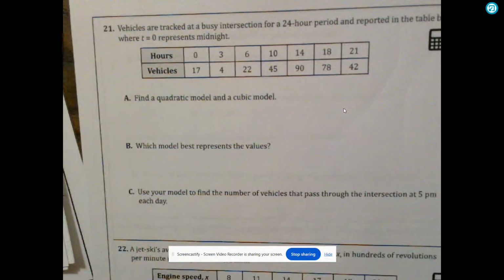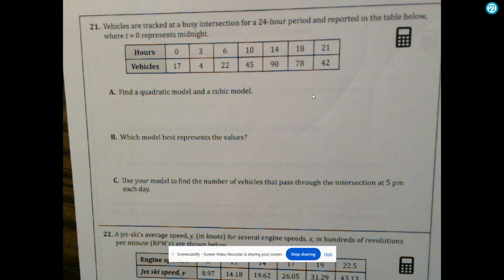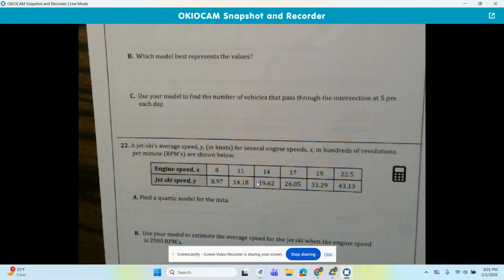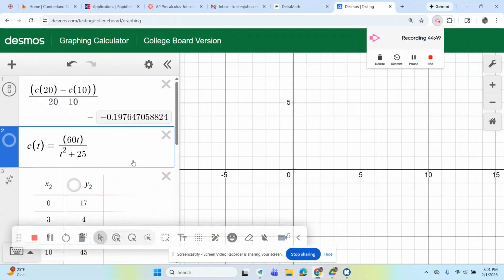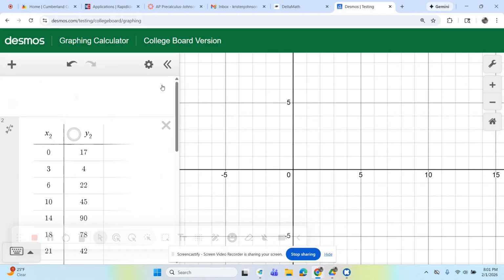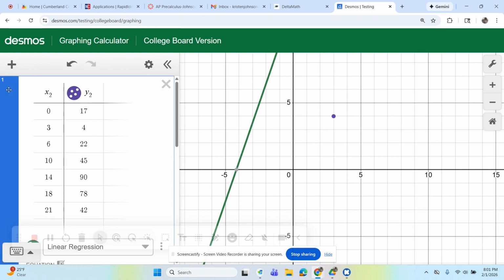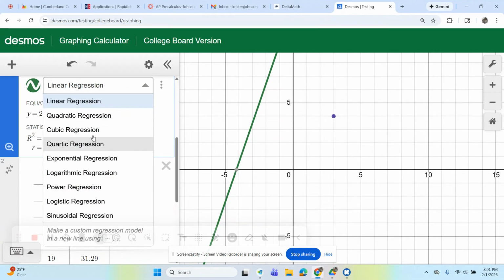Vehicles are tracked at a busy intersection over a 24-hour period, reported in the table below. Find a quadratic model and a cubic model. Basically, when you're going to do that, all you're going to do is type in your table, and then you're going to select quadratic and cubic. It's already typed in for me, so I don't need this. I'm going to hit this, and I want to find a quadratic model.